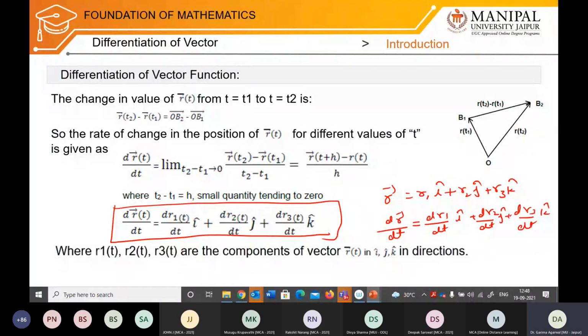I cap, j cap and k cap are directions. So we need not differentiate i cap, j cap, k cap. They will remain the same. Only we need to find the differentiation of R1, R2 and R3. Clear?